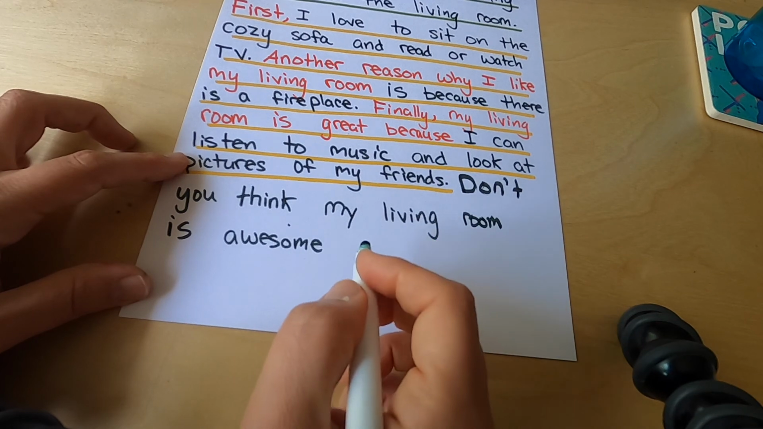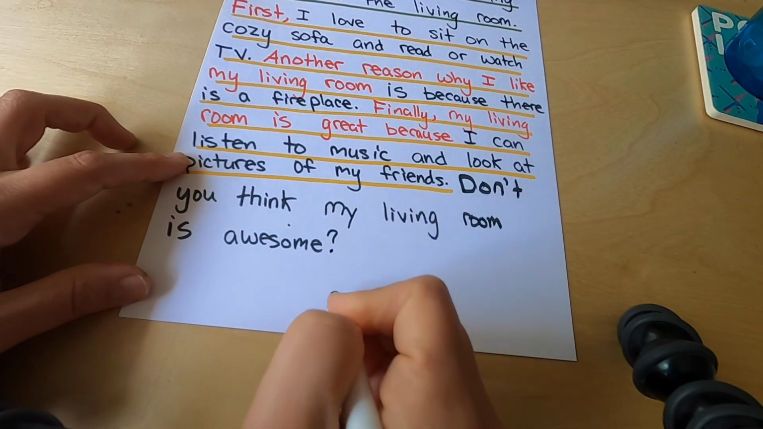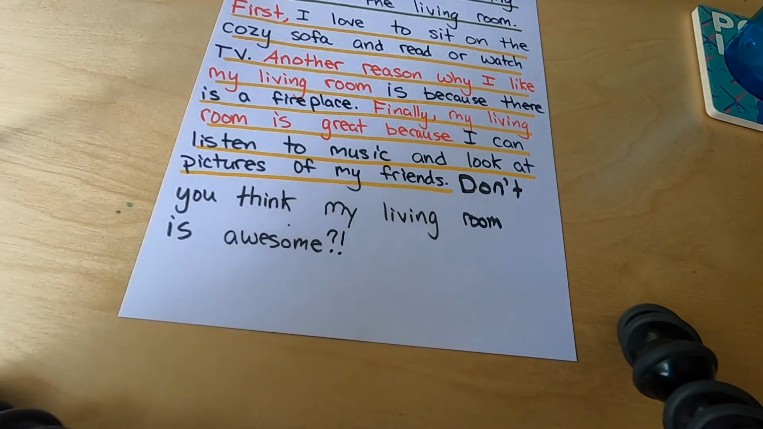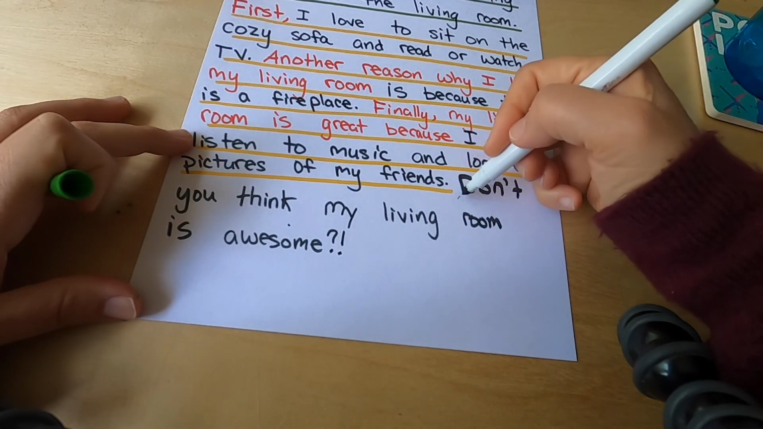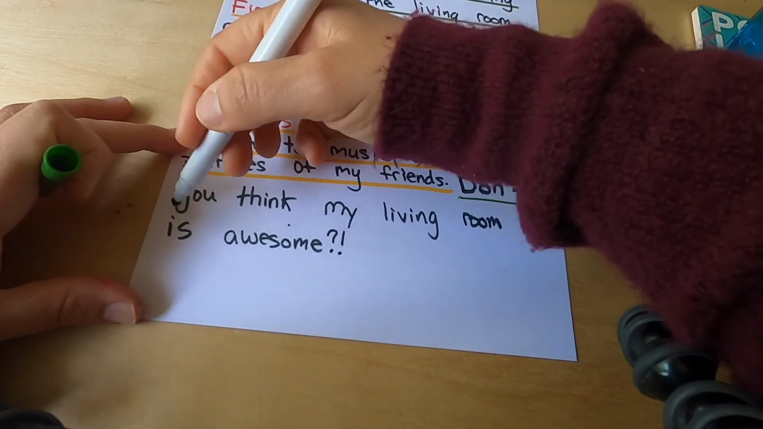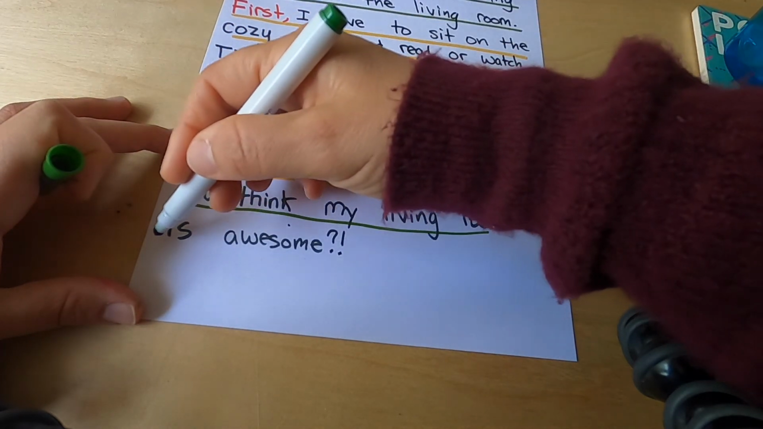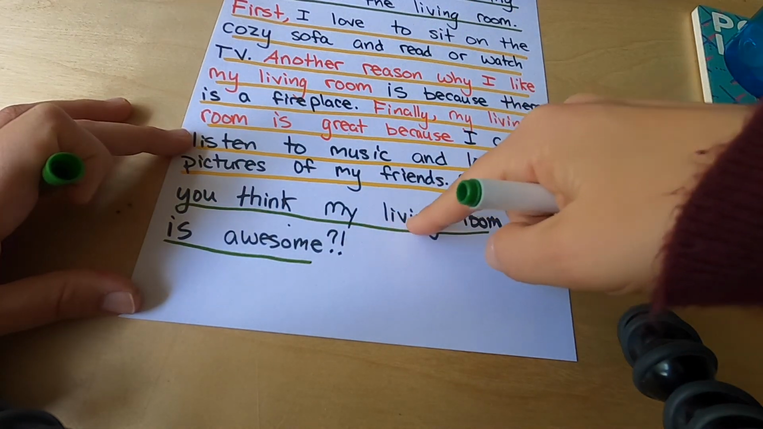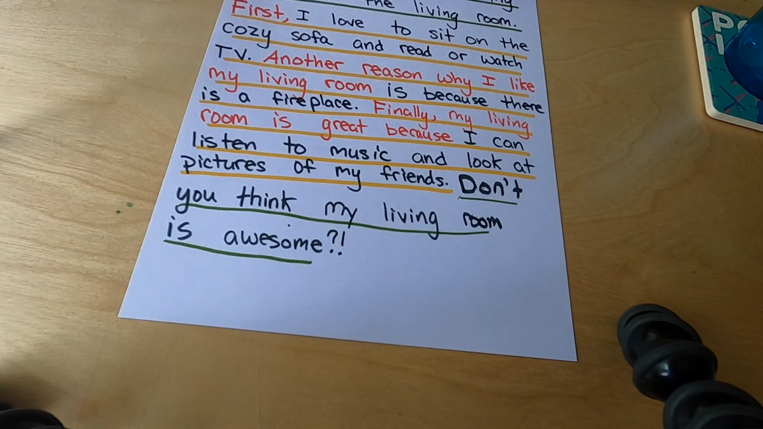And that's the end. So I'm going to choose a question mark, right? Because I'm asking a question, but I'm also a little excited. So I want my reader to read it like, don't you think my living room is awesome? And I'm going to underline this in green, just like our topic sentence. Our concluding sentence links to the topic sentence, meaning we need to make sure that topic is there. We need to make sure we're saying something about the living room.